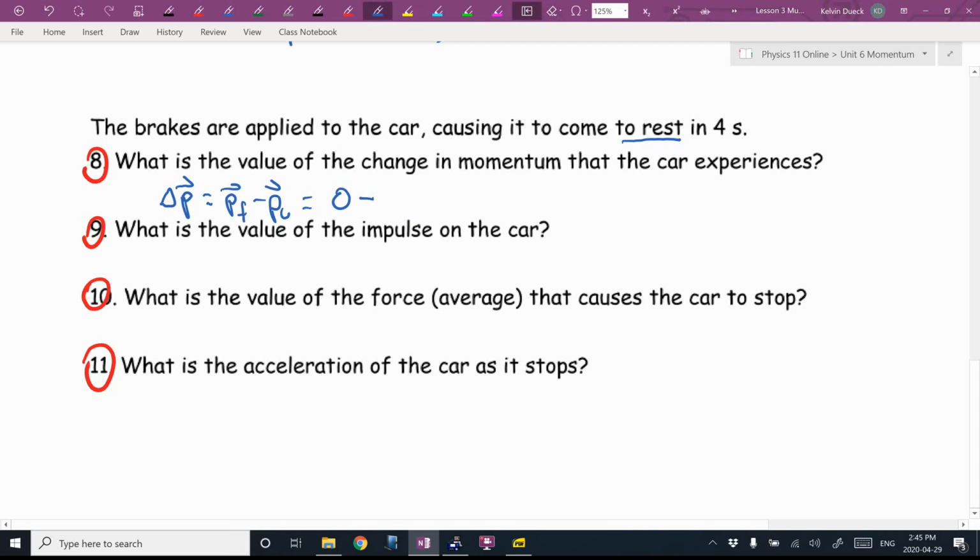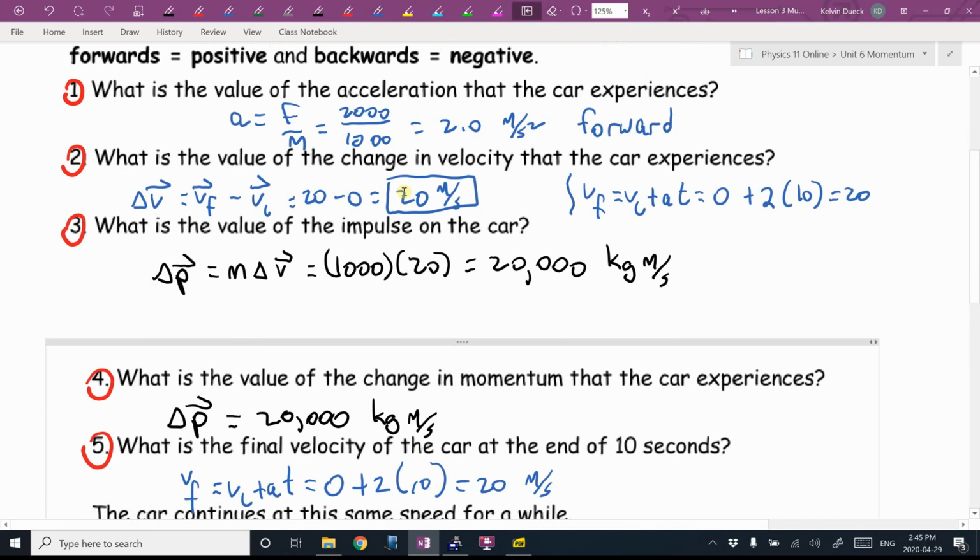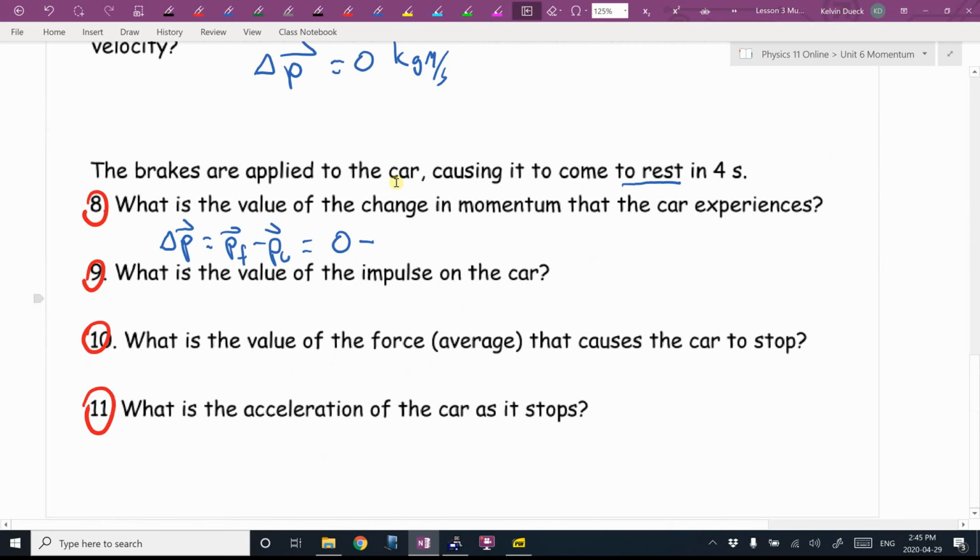It's going to be mass, which was, I've got to go look up the numbers, 1,000, times the velocity when I started hitting the brakes, which was 20. So I get an impulse of negative 20,000 kilogram meters per second, which makes sense. The car has 20,000 kilogram meters per second of momentum. To come to a stop, it has to lose all of that. It has to undergo a change in momentum of negative 20,000 kilogram meters per second to come to a stop. So what's the value of the impulse? Same answer.